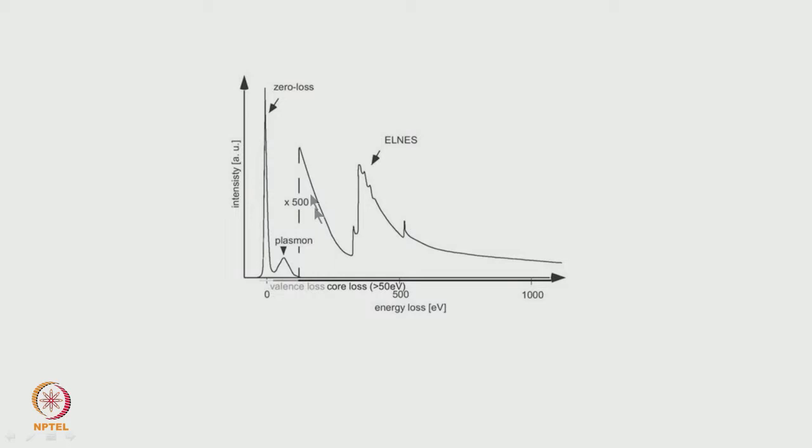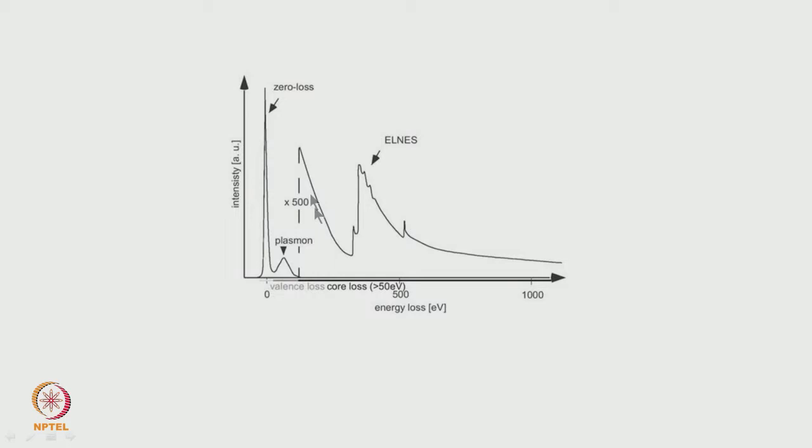Now, we can make out that this is the sort of spectrum which comes. These are the electrons which have not lost any energy, and their concentration is very high. Then at about 20 to 50 electron volt, that is the Plasmon loss, which is going to be there. This is what it shows, the Plasmon loss peak. Beyond this, the peak is going to be so small that we will not be able to see it, so it has been magnified 500 times.